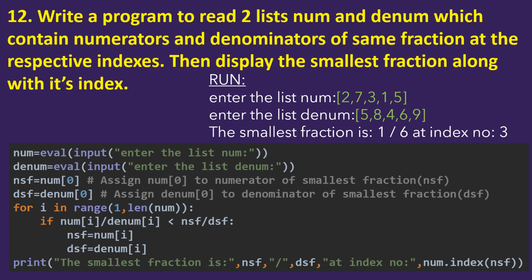So this is how you get it. In the first iteration, initially we had taken the values which are at index number 0 to be the smallest fraction. So NSF will have value 2 and DSF will have value 5. Then your loop will continue. It will check 7 by 8, then 3 by 4, 1 by 6. All these things will be checked, and whichever is the smallest, that will be stored.